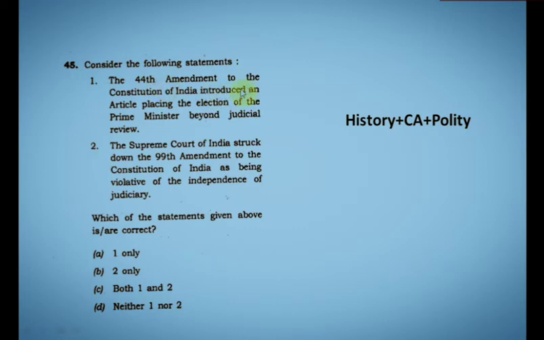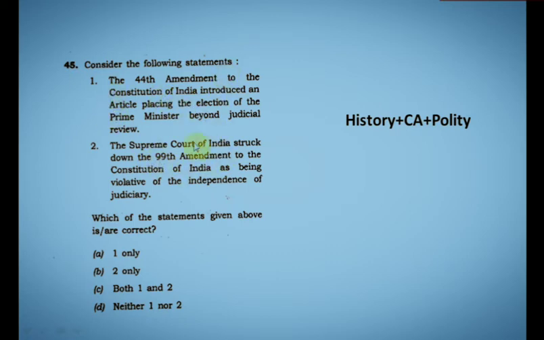The 44th Amendment to the Constitution of India introduced an article placing the election of the Prime Minister beyond judicial review. You should know what the 44th Amendment is, why this amendment was brought in, when this happened, and what the effects of this amendment are. Only when you read post-independence India will you be able to know all this, and know whether this is a right statement or not.